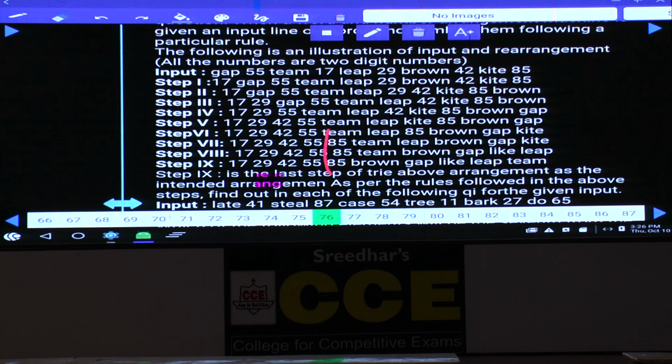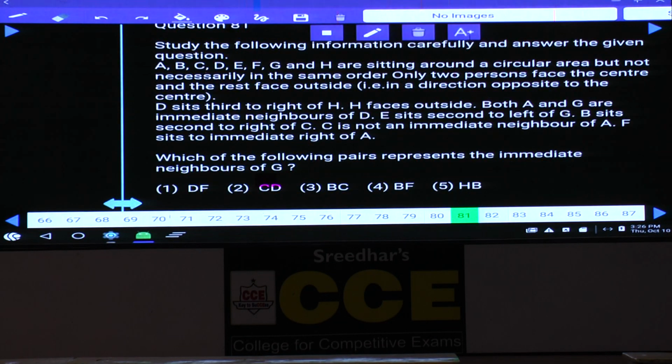As this is about question number 76 to 80. Then 81 onwards. Now question numbers 81 to 85.